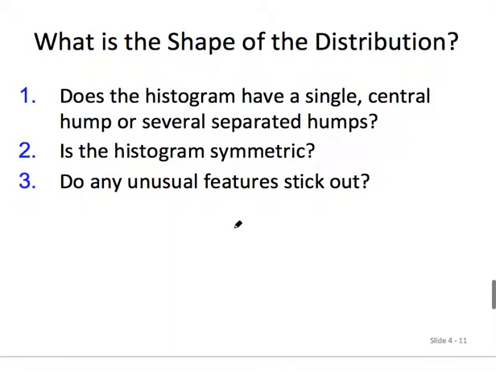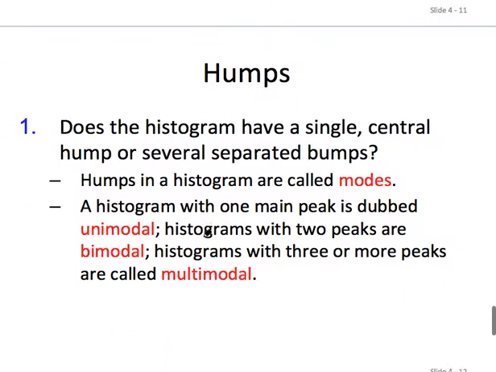Okay. Does it have a single central hump or several separated humps? I'll talk about what that means. Is it symmetric? Are there any unusual features? So when you're talking about the shape, these are the pieces of information that you want at the ready, because that's going to provide information for you.